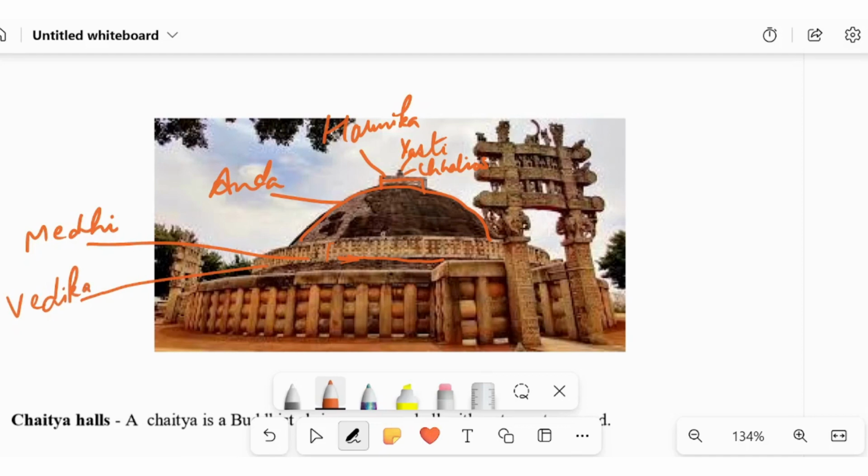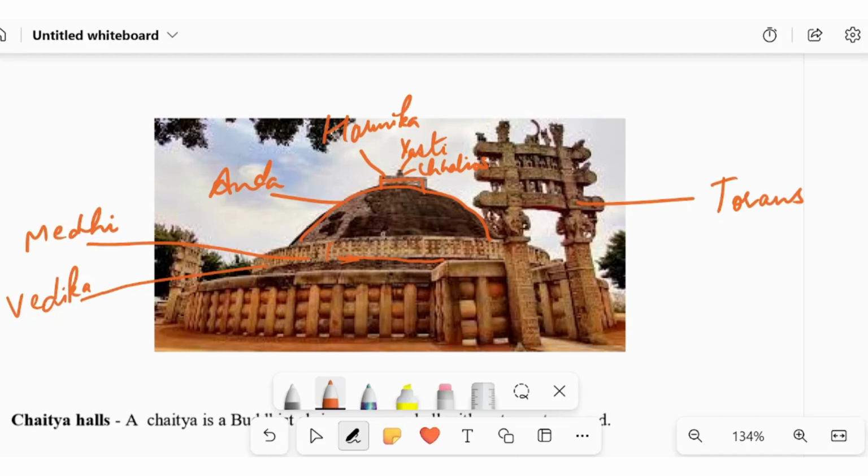And the gateways of a stupa like this one are referred to as torans. People usually entered from the eastern gateway. Like in Sanchi, there were four, and people used to enter from the eastern side.